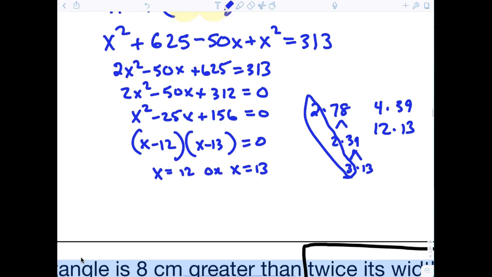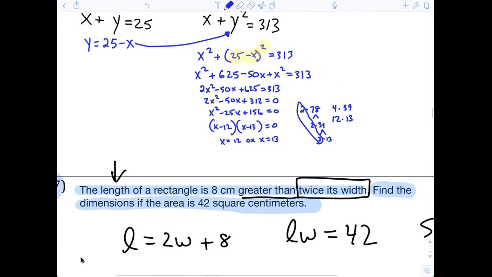Now it said find 2 numbers. So these were the answers. So I plugged 12 in. If I plug 12 in, y is going to be what? 13. So my answer so far is 12 and 13. Now when I plug 13 in, I get what for y? 12. So do I really have to say 12 and 13 and 13 and 12? No, it's the same answer.